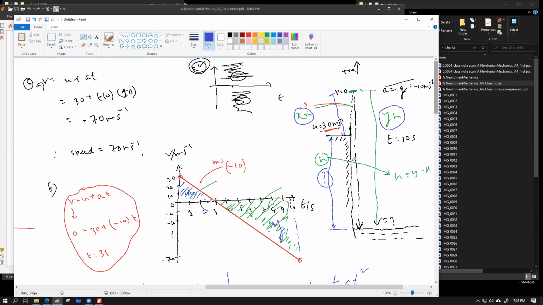When we applied this equation, we took this point as the origin, meaning this is our x axis. So any displacement above this point is a positive displacement. Any displacement below this point would be negative displacement.